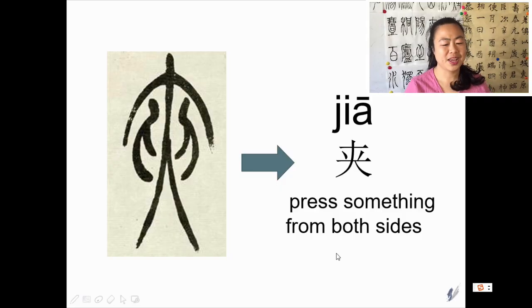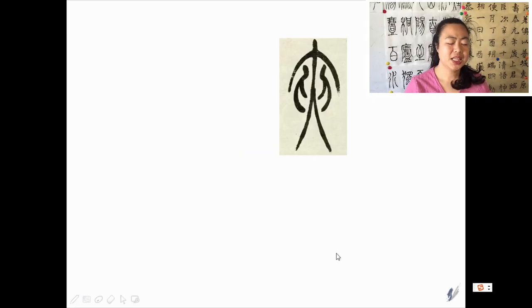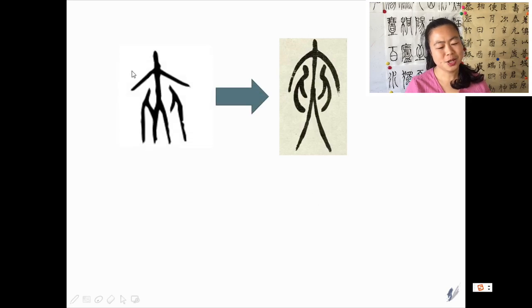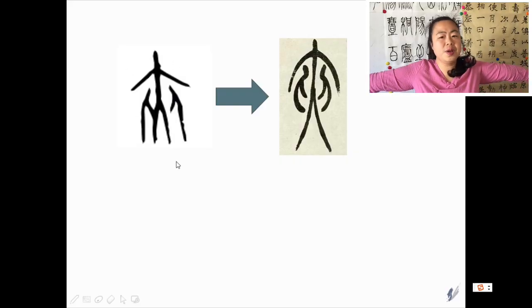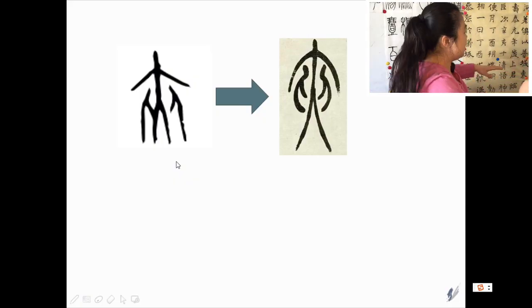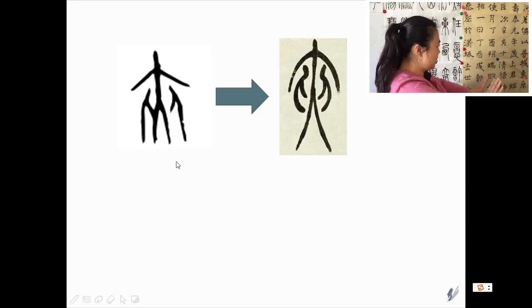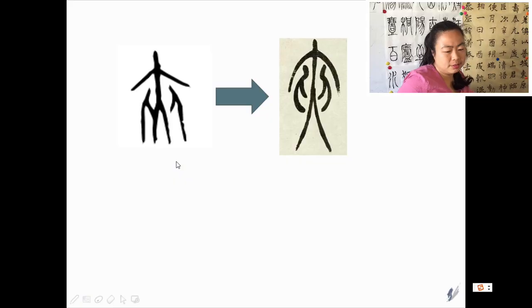Okay, now let's look at the history. This is 小篆, and the first generation is like this. So you can see from the first generation, a person stands up with two arms opened up like this. And then another two persons stand like this, and then press something from both sides, right? That is how this character comes from.